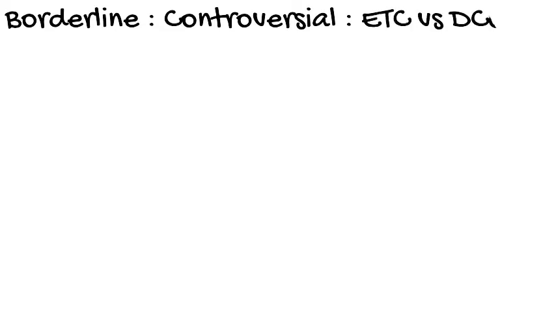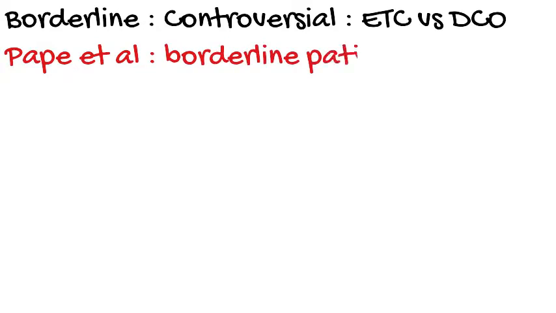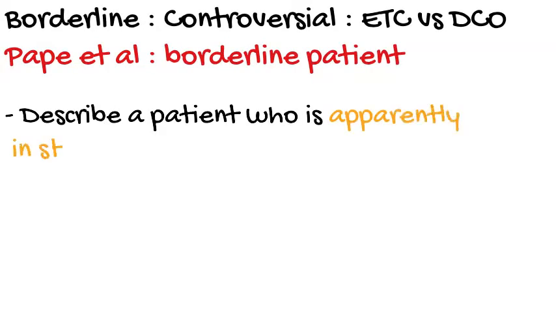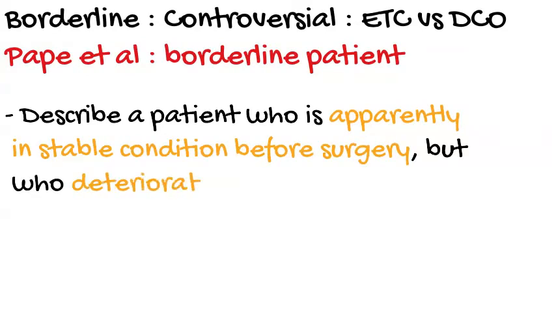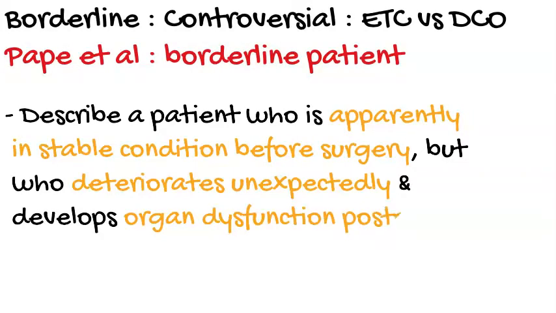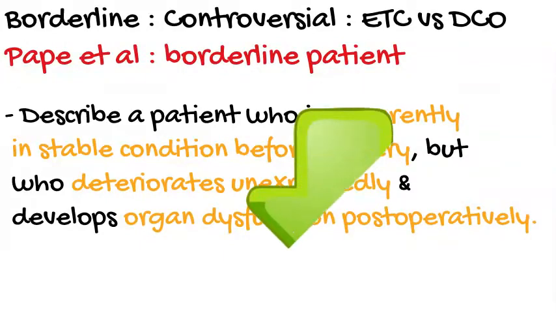The borderline patient represents the most controversial category, in which the choice between ETC, Early Total Care, and DCO, Damage Control Orthopedic, remains uncertain. Pape et al. coined the term borderline to describe a patient who is apparently in stable condition before surgery, but who deteriorates unexpectedly and develops organ dysfunction postoperatively.